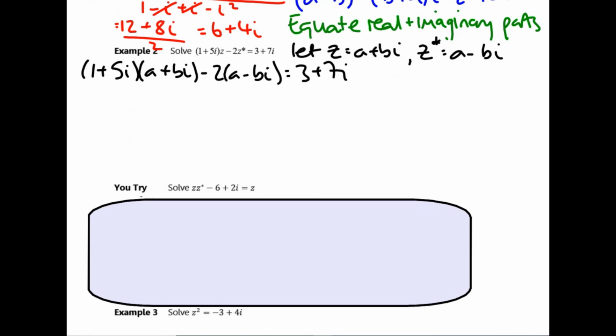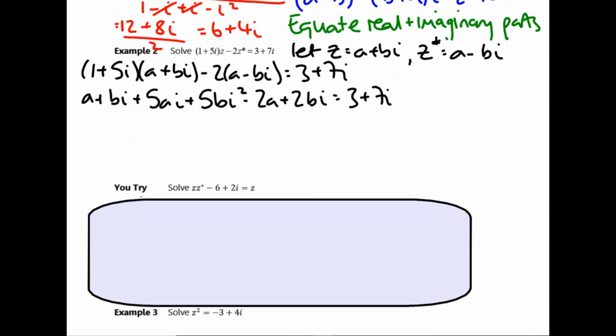I'm going to expand out these brackets on the left-hand side. So I've got a plus bi plus 5ai plus 5bi squared minus 2a plus 2bi, and that's equal to 3 plus 7i.